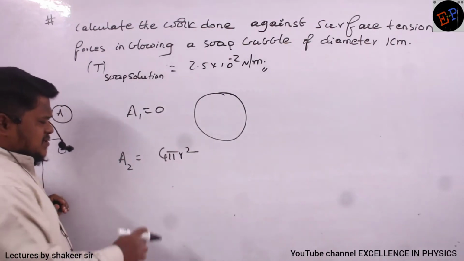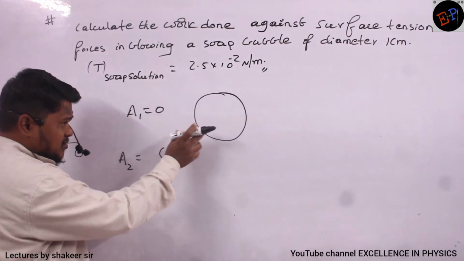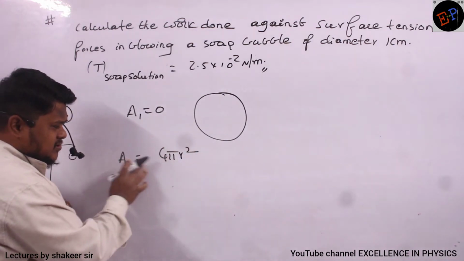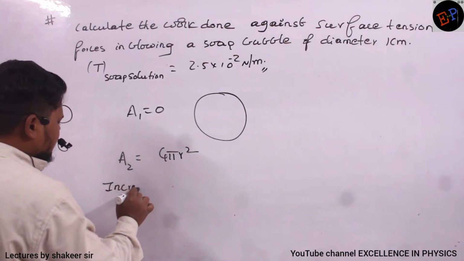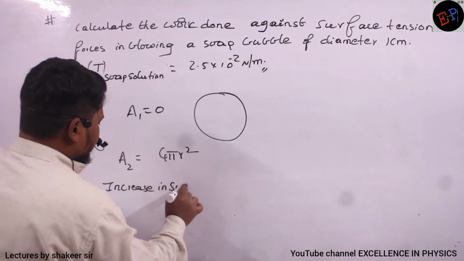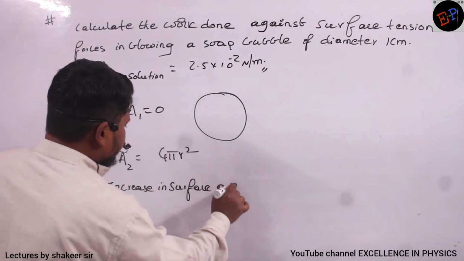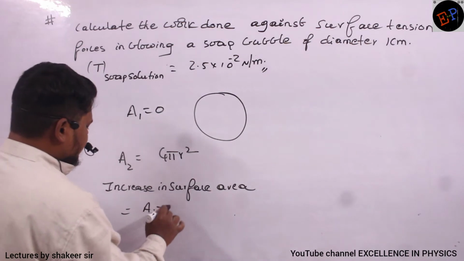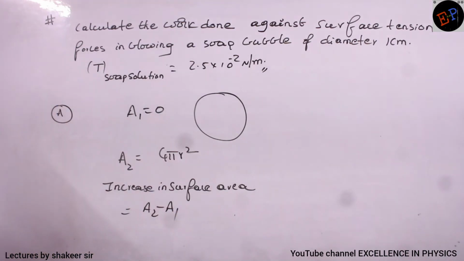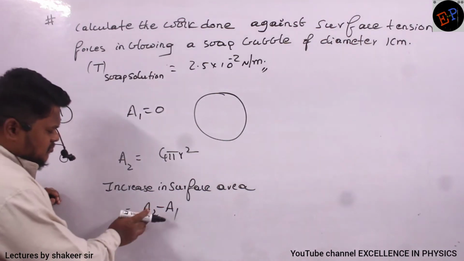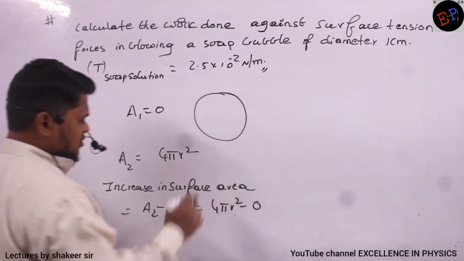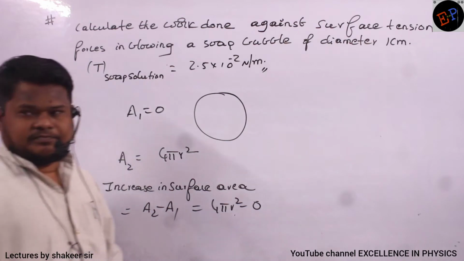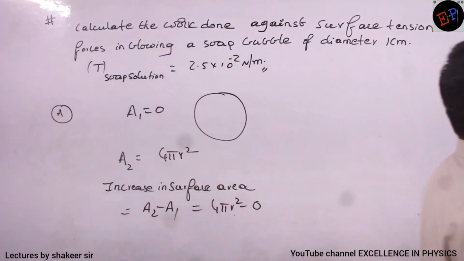Okay. But I say that this formula in this condition is not correct. This is not the increase in surface area. Why? So increase in surface area means what? Increase in surface area is nothing but final area minus initial area, no? Increase means final value minus initial value. So if I write 4 pi r square minus 0, then it is not correct. What can be the reason? This is a very, very important discussion.